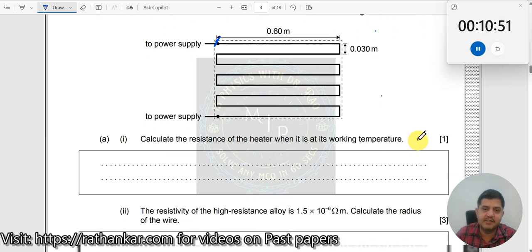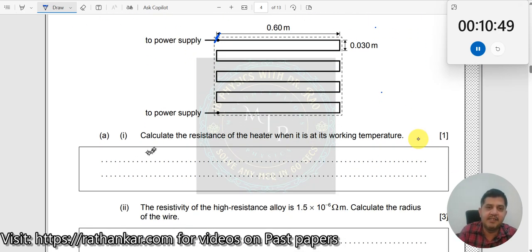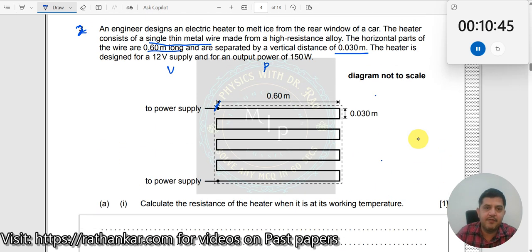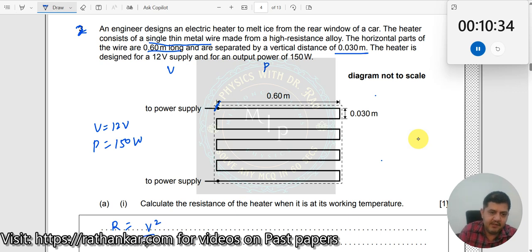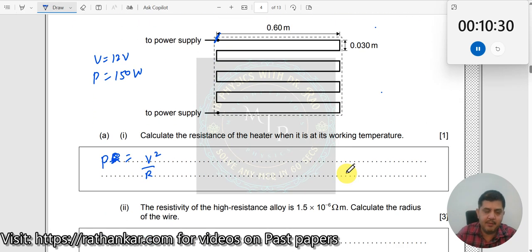What is the resistance of the heater? Since V is given to you, let me write down the value of V. V is given as 12 volt and P is given as 150 watt. So you can find the value of R. The formula is P is equal to V square by R, or R equal to V square divided by P.